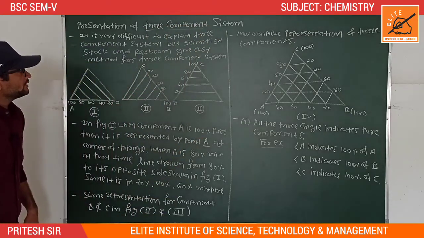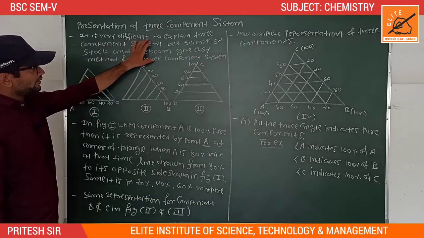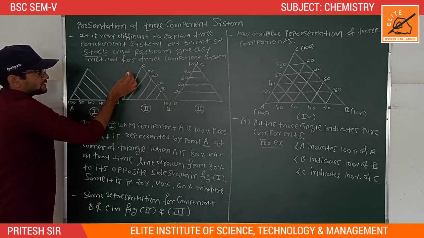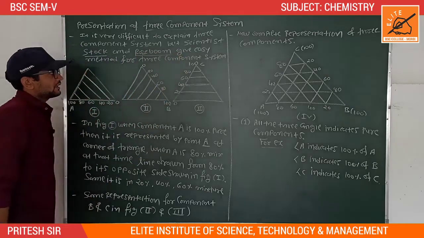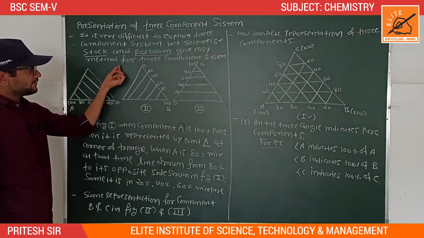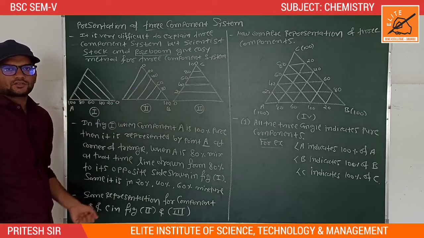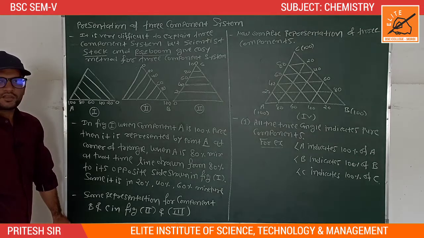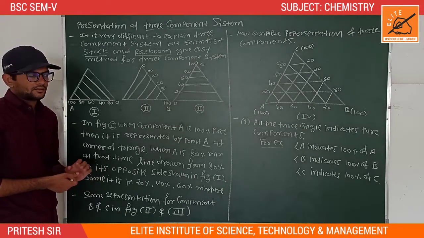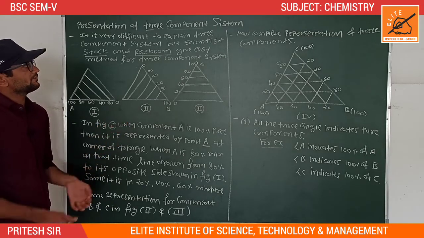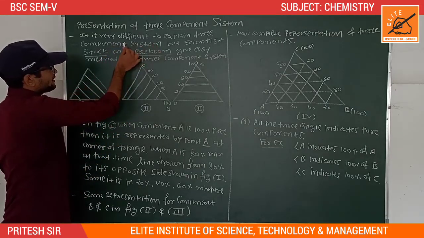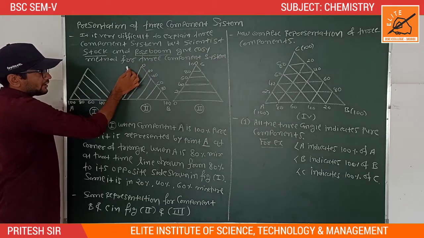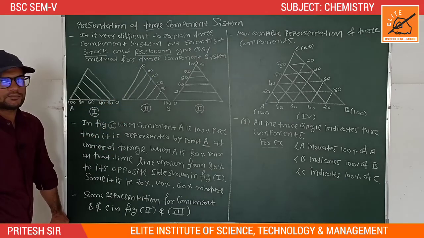Okay, so it is very difficult to explain a three component system, but the scientists Stokes and Rooseboom gave an easy method for it. Suppose in your example three components are present. At that time, how do you represent all three compounds graphically? It is not simple, but these two scientists gave an easy method for representation of a three component system.